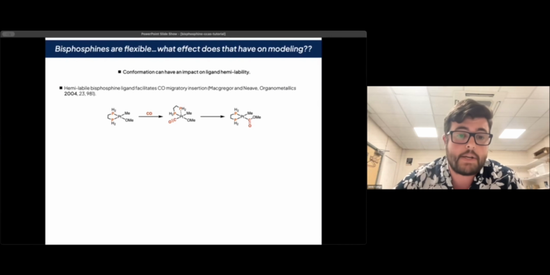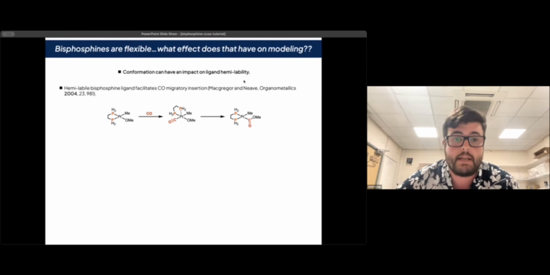So there's also this factor of bisphosphine ligands called hemilability. Essentially, this means that one phosphorus can come off and come back on to the ligand. This example is from Stuart McGregor's group from quite a while ago now, but showed computationally that inclusion of this carbon monoxide ligand is possible when one of the phosphines of this bisphosphine ligand comes off the coordination, and then once it undergoes a migratory insertion with this O-methyl ligand, it can then recoordinate.